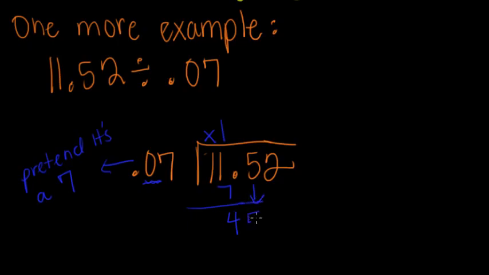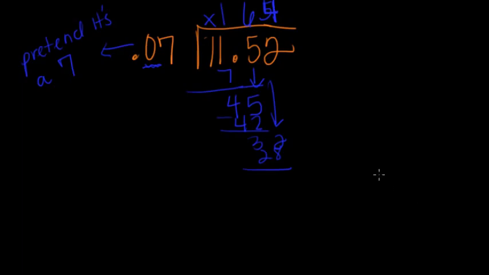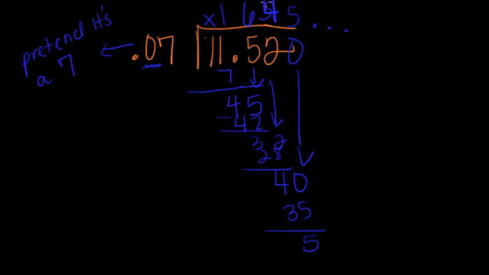7 goes into 11 one time. Bring the 5 down. 7 goes into 45 6 times. That's 42. 7 goes into 32 4 times. Whoops, I'm making some mistakes. 32 minus 28 is 4. Add a 0. Bring it down. 7 goes into 40 5 times. That's 35. You subtract, you get 5. Now this would continue, but for today's sake, I'm going to stop.